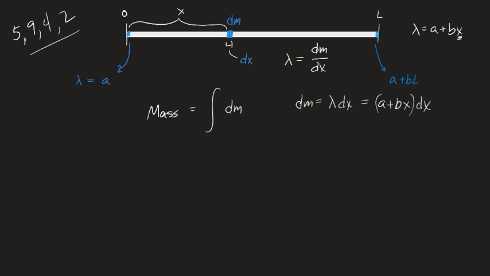Here we go. So, if you want to figure out the mass, you're going to have to take all of this and sub it in for dm, and then add up all the pieces from one end to the other. So, a plus bx dx, added up from piece 0 all the way to the piece at the other end.